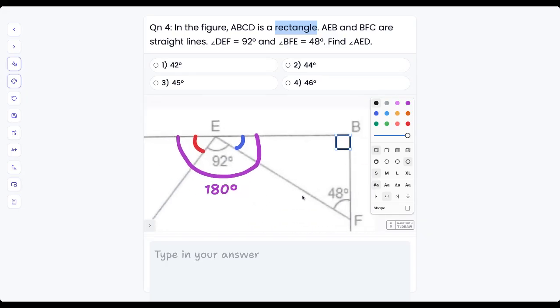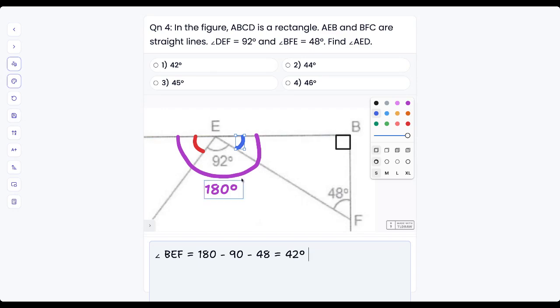So that means we can actually get the angle here, BEF. Let's write it down. Angle BEF is equal to 180 minus 90 minus 48. 180 minus 90 is 90, so 90 minus 48 is 42 degrees. That's what you see over here. So now we know the blue angle is 42 degrees. I'm going to put it here, just above it.